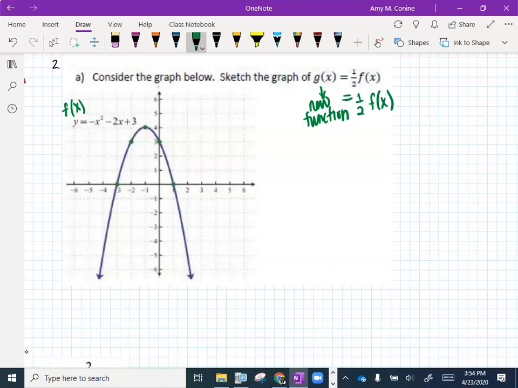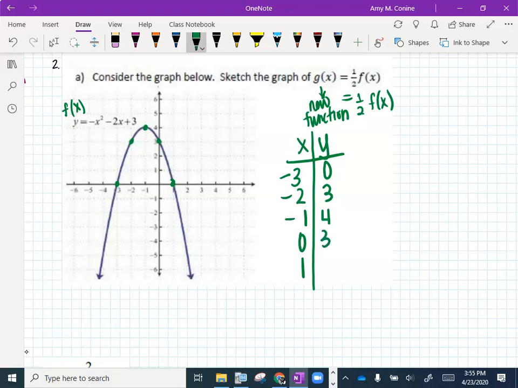We have the equation, but we also have these points that they gave us, so we can use those. When we make a table, when they're giving us points, we don't have to create vertex form or anything like that. If they're giving us the graph itself, we can look for the points that they're giving us and go from there. So I have x values of -3, -2, -1, 0, and 1. And the y values that go along with that are 0, 3, 4, 3, and 0.